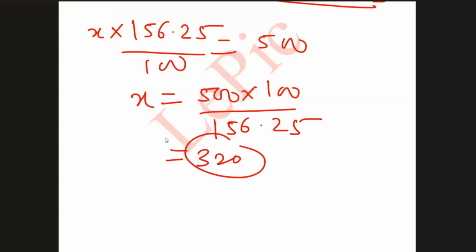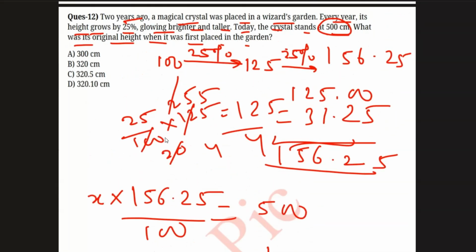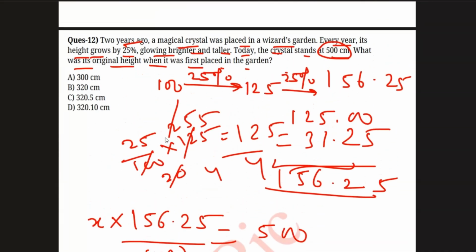Now what we did over here is we have first calculated through successive increment that what will be the value after 2 years if we take 100 as the initial one. So 25% of 100 is what is 25. So we have added and got 125. Then again 25%, it is 156.25. So this percentage 156.25% of x is equals to the 500, because it is given that after 2 years the height is 500.